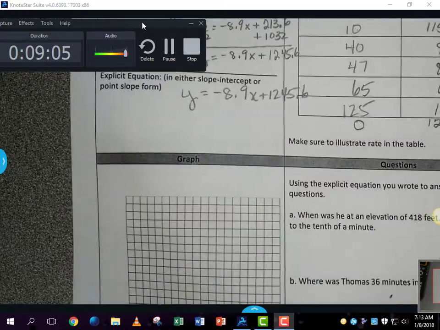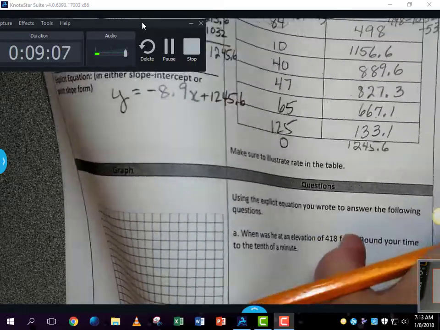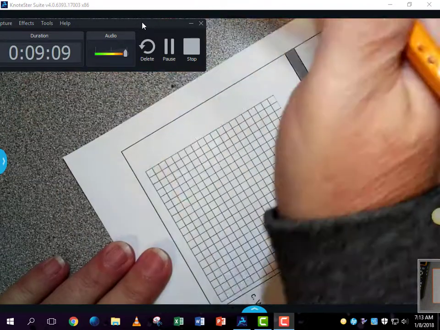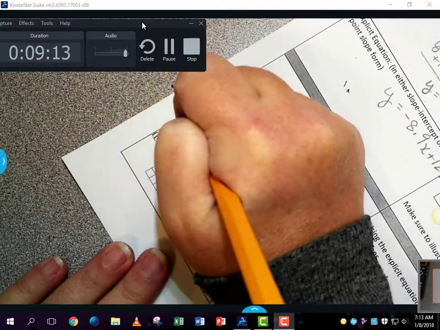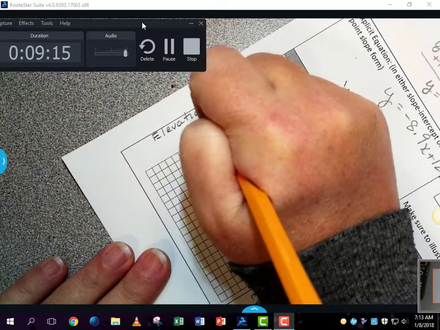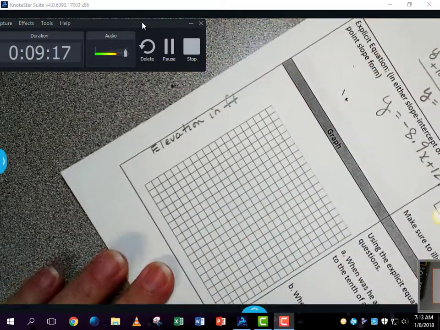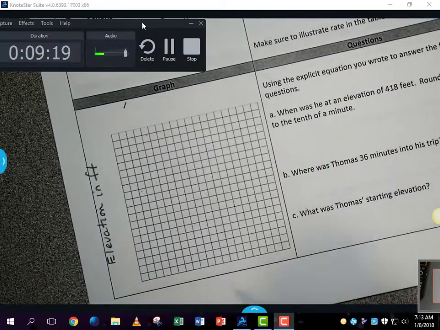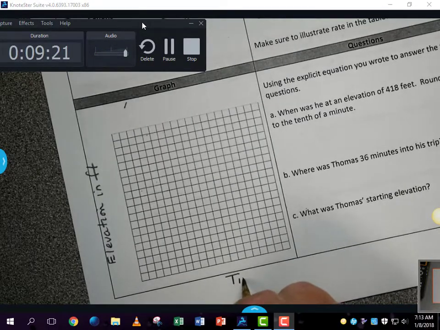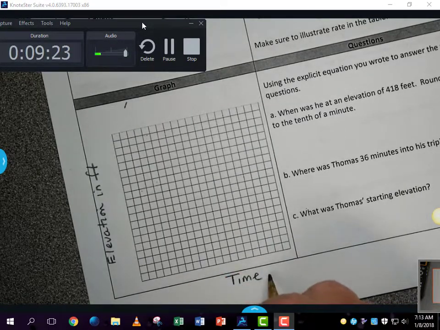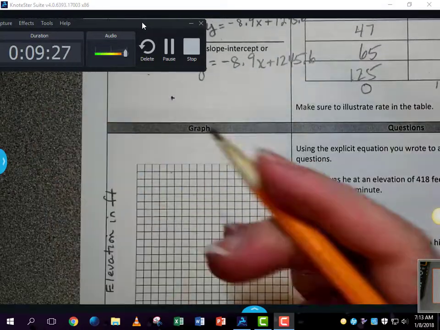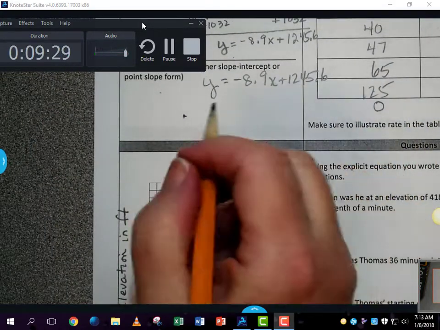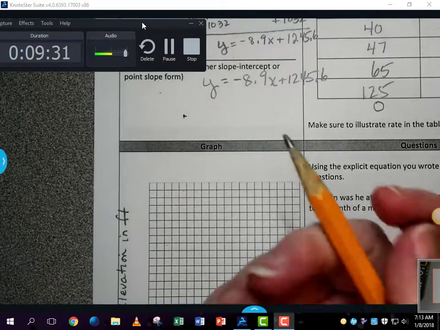I know that my y is elevation in feet, so I will go ahead and label that. I know that my x is time in minutes. Give yourself a little space under here to write. My graph is Thomas's elevation per minute.